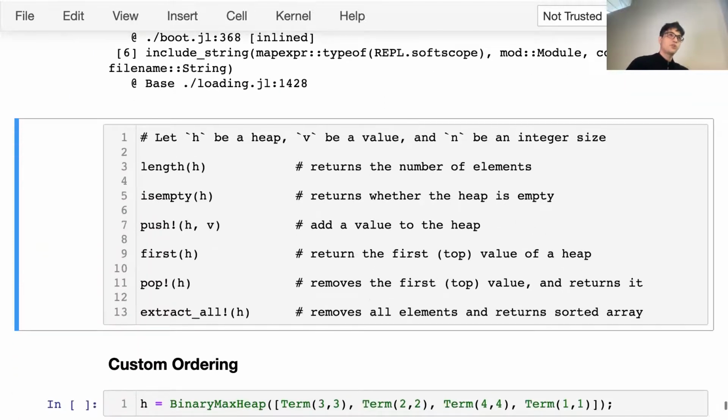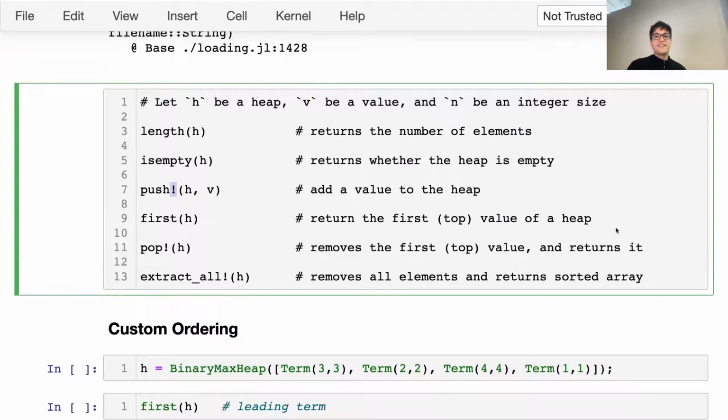Okay, in addition to push, pop, and first, you get length, is empty, and extract all. This is if you want to convert the heap into a list. Does anyone know what these bangs are used for in Julia? When you're going to edit something. Yes, so this is a naming convention to indicate that one or more of the inputs are going to be mutated by the command, right? So when I give it this heap H and I call push, H is going to change. So this exclamation mark just denotes that.